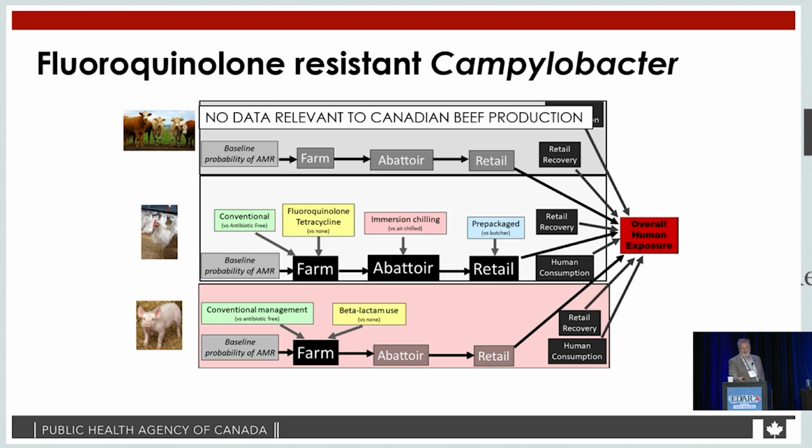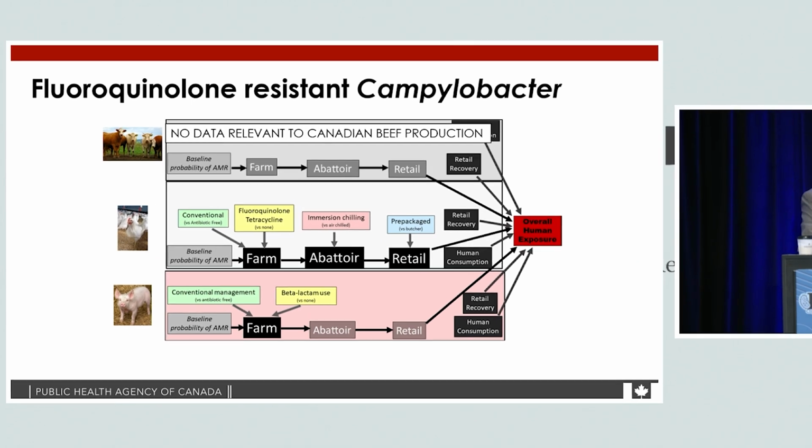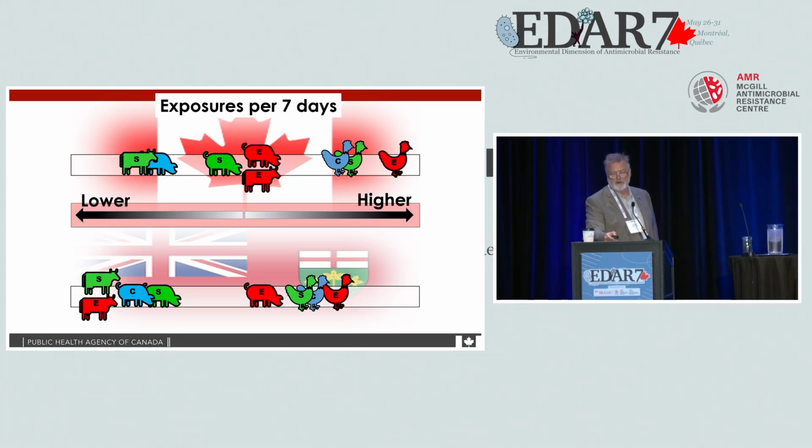Fluoroquinolone resistant Campylobacter, at least at the time, this is a bit old, but at the time we did it, there was no relevant data for Canadian beef production. That's actually changed since then. So there's a lot of different outputs we can come up with.